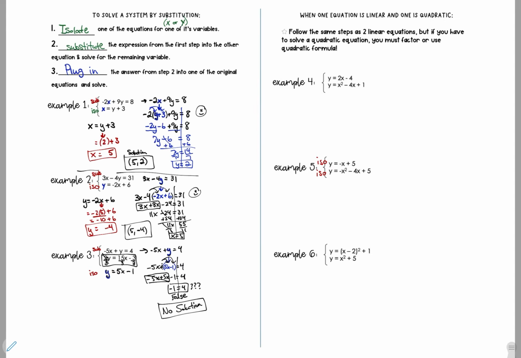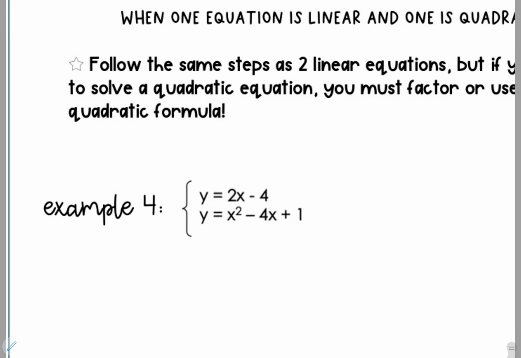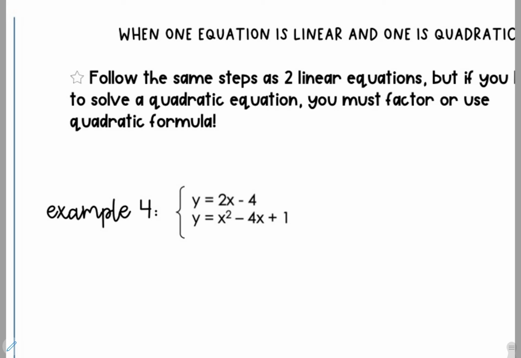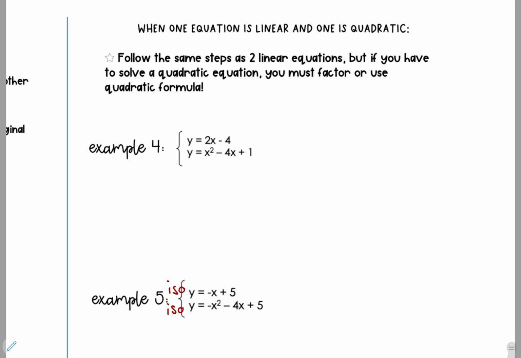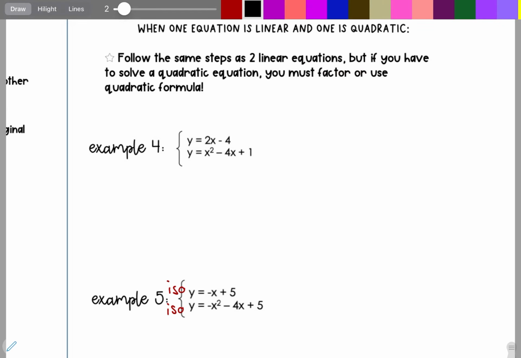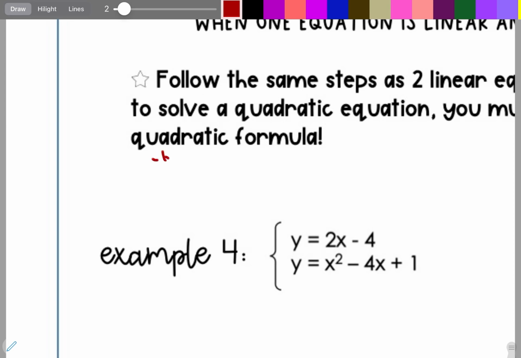Moving on to example number 4. In this one here, this is a different situation. Right here it says follow the same steps as linear equations, but if you have to solve a quadratic, you must factor. Ooh, you must factor. A times C, B, go looking for those two numbers. Y'all remember that. Or use the quadratic formula, negative b plus or minus the square root of b squared minus 4ac, divided by 2a, if you want to.